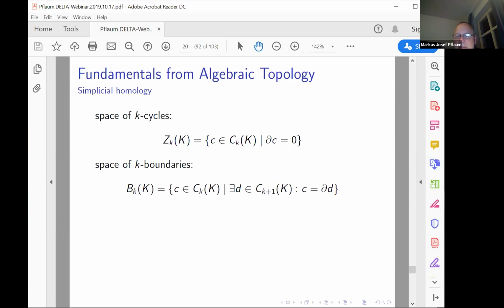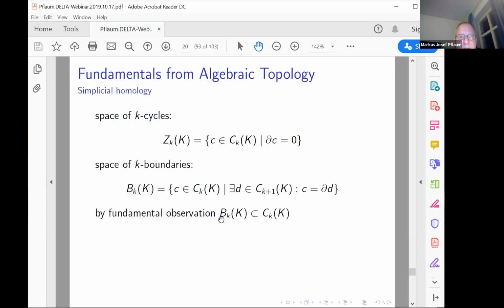Any ideas? Image subset of kernel. Yes, exactly. The image is in the kernel. Yeah, the B_k sits in the Z_k. Yeah, every k-boundary is a k-cycle, but not vice versa. And what is homology theory? It's measuring the defect of a cycle to be a boundary.